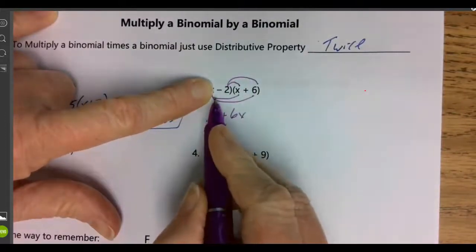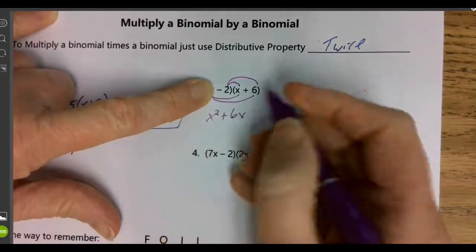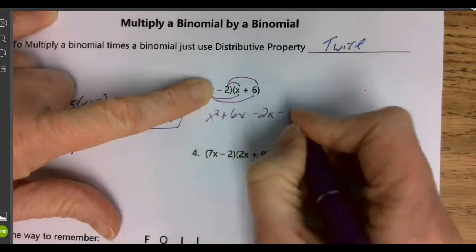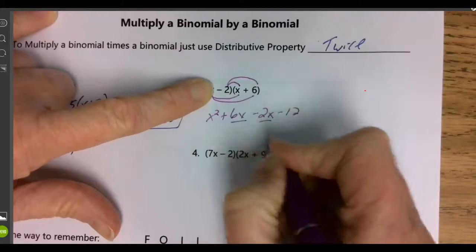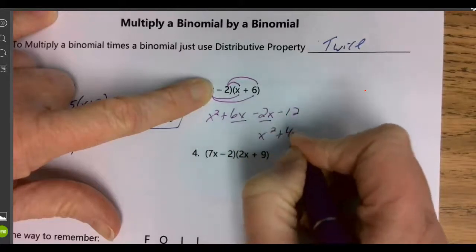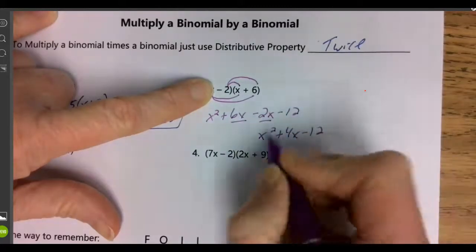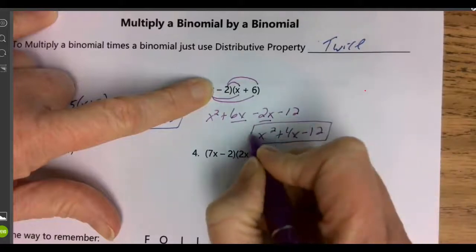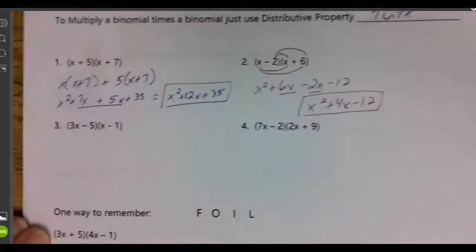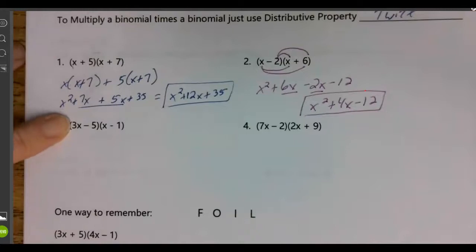And notice where I keep my finger, so I remember that this is a negative. So that's negative 2x minus 12. Combine like terms. I get x squared plus 4x minus 12. Okay, so again, do it down here. We're going to try this.